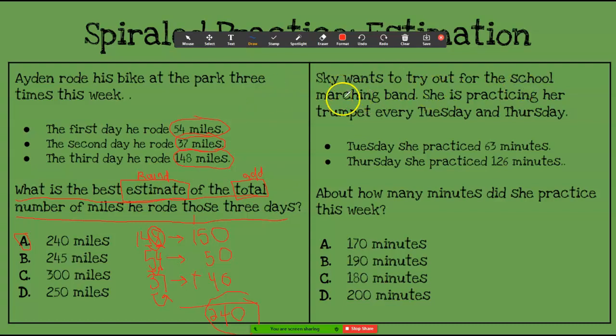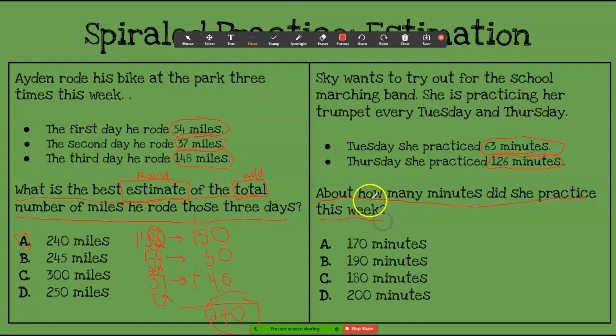All right, Sky wants to try out for the school marching band. She's practicing her trumpet every Tuesday and Thursday. Tuesday she practiced 63 minutes. Thursday she practiced 126 minutes. About how many minutes did she practice this week?